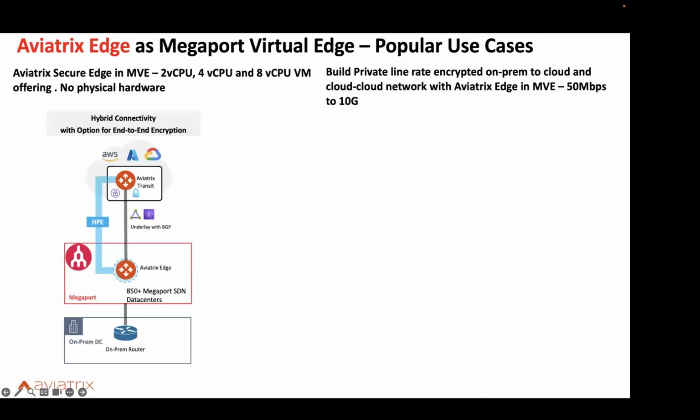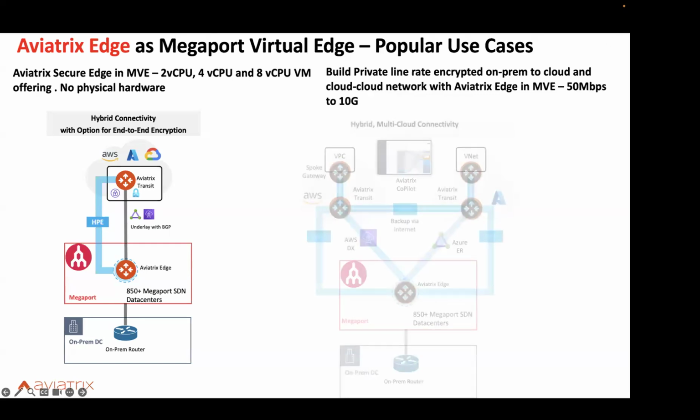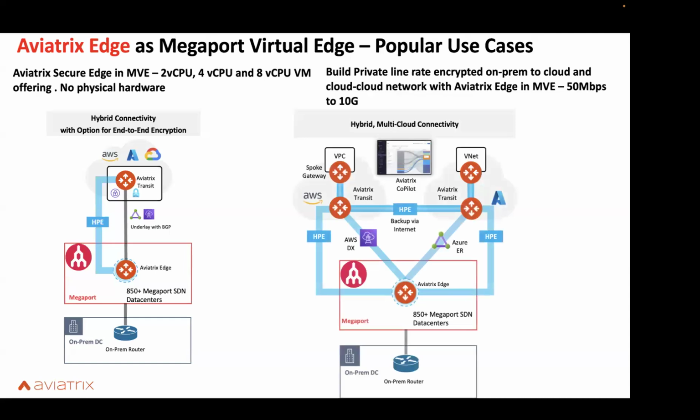So there are two popular use cases. The first being secure high-speed hybrid connectivity to the cloud, and then extending this hybrid connectivity across multiple clouds, while we can optionally provide transit functionality for multi-cloud traffic so that the traffic remains within Megaport and is not thrown back to on-premises.